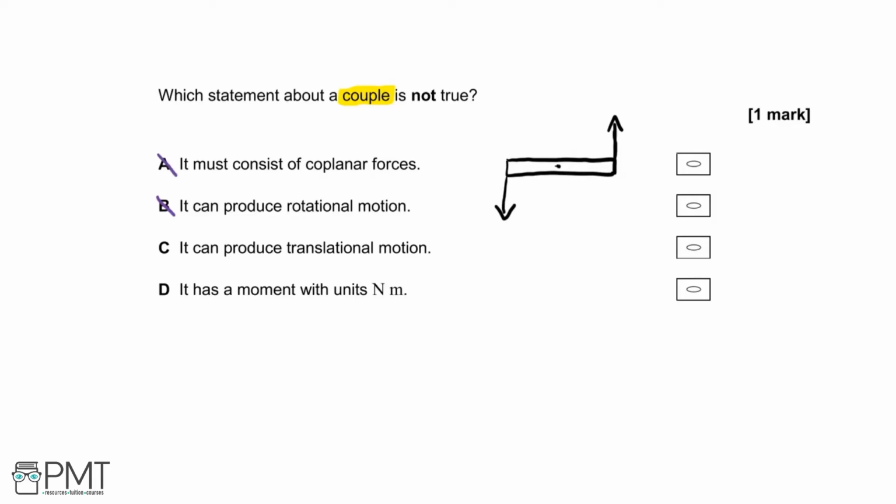C, it can produce translational motion. Well, translational motion is just motion in a particular line. It's movement along x, y, z coordinates, Cartesian coordinates. That's not what a couple is about. Like we said before, it's all about rotation. So it would appear that C is the correct answer, because translational motion is not true of a couple.